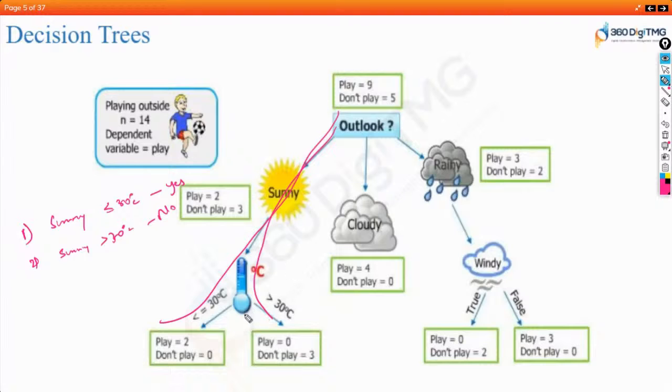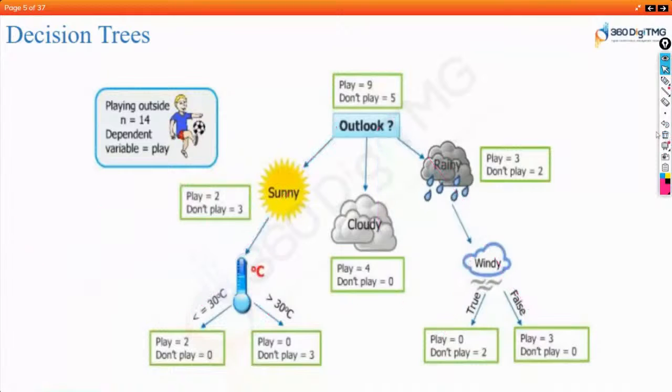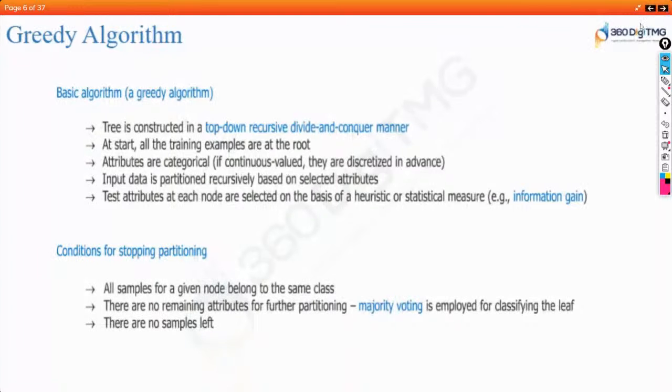So we have 2 rules generated here. Similarly, I'm generating 1 rule here. We are saying if the conditions are cloudy, then no problem, allow them to play, right? So this is how we write rules. Each path from root node to leaf node is considered to be one rule. Now, decision tree is all about generating those rules.